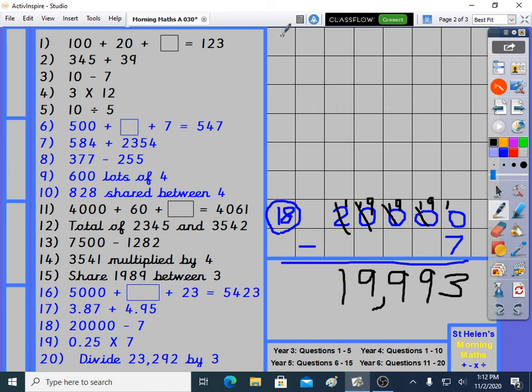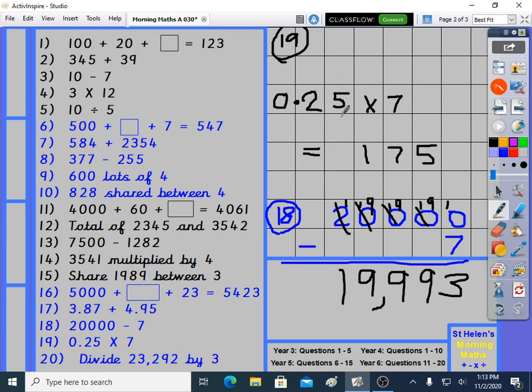Question 19. 0.25 times 7. So I can do this one like times tables in disguise because the 25 times table is something we should know, and if not, we should practice. There's other ways of doing it. 7 times 25. Let's do my 25s. 25, 50, 75, 100. Start again. 25, 50, 75, 100, 125, 150, 175. 7 times 25 is 175.